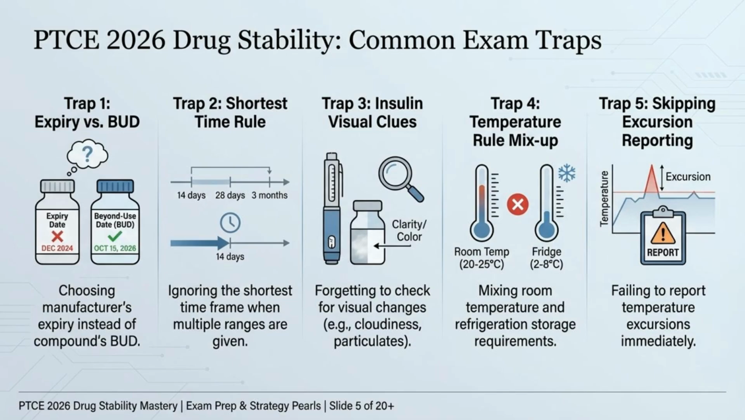Common exam traps include confusing expiry versus BUD, ignoring the shortest time rule, forgetting insulin's visual checks, mixing up storage temperature rules, and failing to report temperature excursions.